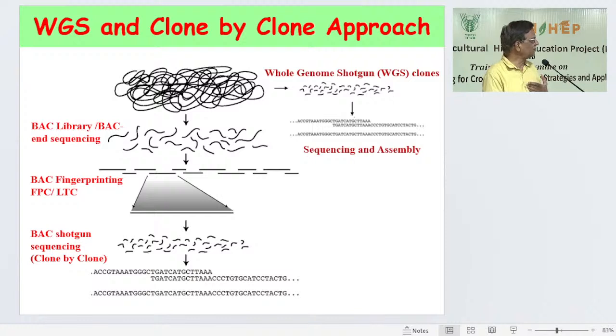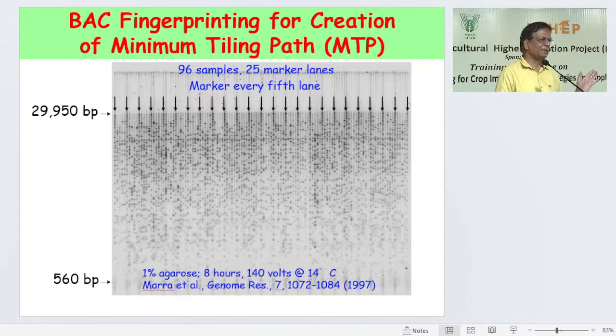Then how do you know which BAC belongs to which chromosome and which BAC to sequence? Without sequencing also, based just on fingerprinting, you can create a chromosome-wise distribution of the BAC clones. That is called a fingerprinted contig. This is how it is made. You prepare the BAC library of thousands of clones, then each BAC is digested with a restriction enzyme, suppose EcoRI. Then you will get a pattern, a fingerprint, which is unique because the restriction enzyme cuts at a very specific position. So each BAC will have a fingerprint.